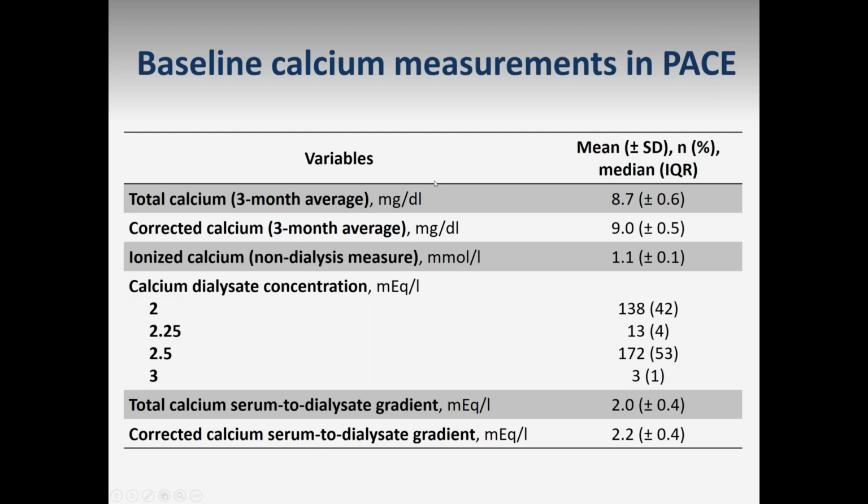So in PACE, in about 400 patients that were incident dialysis patients, we took a look at their average total calcium, which these are US measurements, not millimoles, so milligrams per deciliter. And we were able to show that the average was 8.7. When we corrected it, it was about 9.7. And we measured ionized calcium, which was normal on the non-dialysis days. In the DaVita units that we were using, we were predominantly using 2 or 2.5 calcium. And the serum to calcium gradient was about 2. And when it was corrected, it was about 2.2.